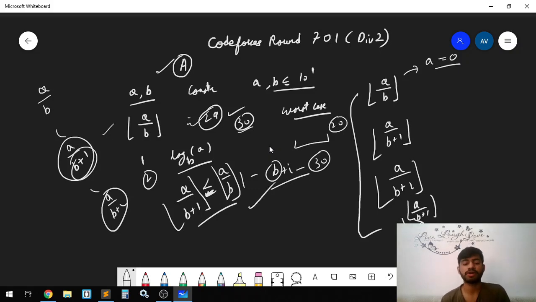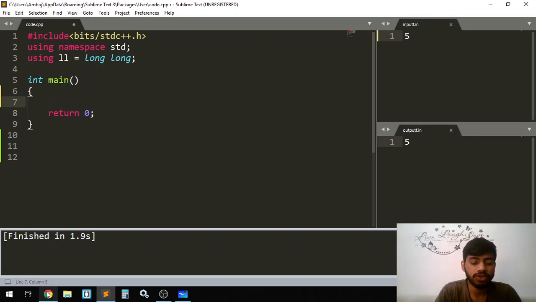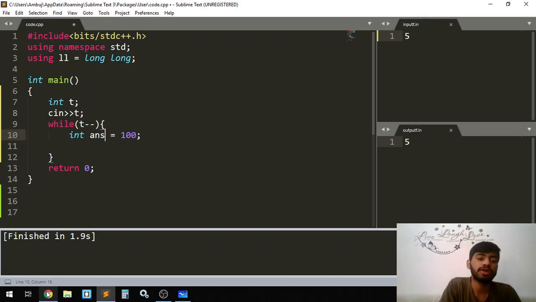So the code is straightforward, and if you want to write the code, just watch 2-3 minutes, I'll skip the video till then. So in this we are given t test cases, and after inputting t, we can loop while t minus minus, and we can take answer equals to 100, because our maximum answer can be 30 or 32.